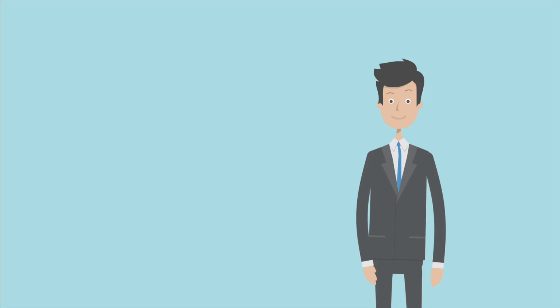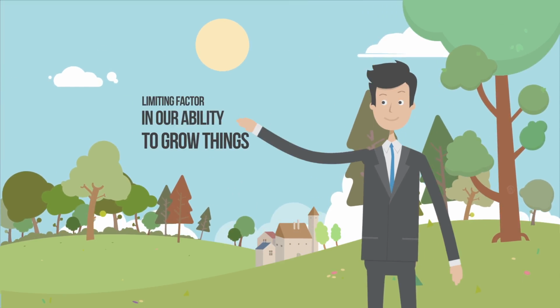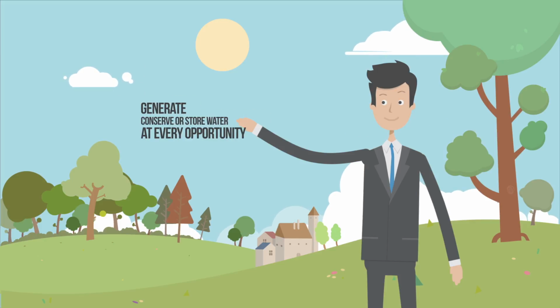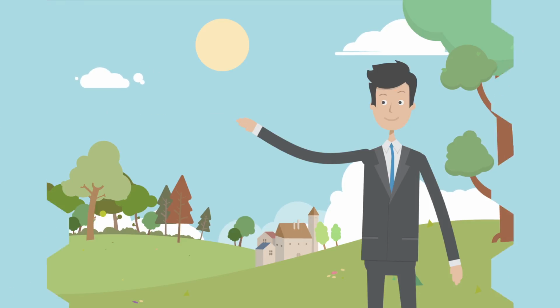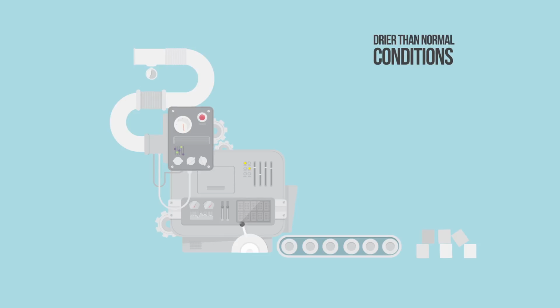Because we can't accurately rely on rainfall, and because it is arguably the key limiting factor in our ability to grow things, permaculture designers always seek to generate, conserve, or store water at every opportunity. We design so that our plot could, if necessary, withstand drier than normal conditions for a sustained period of time.